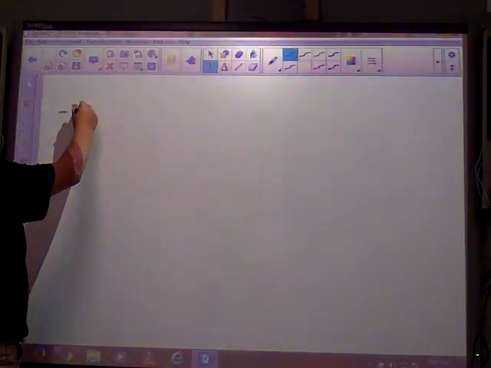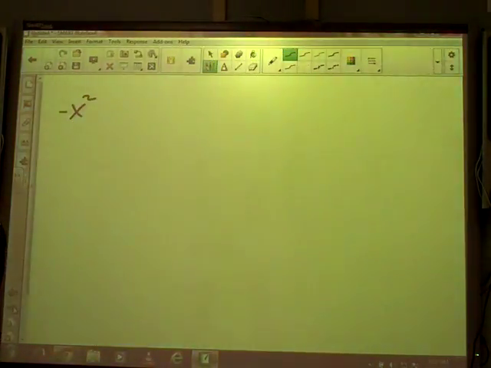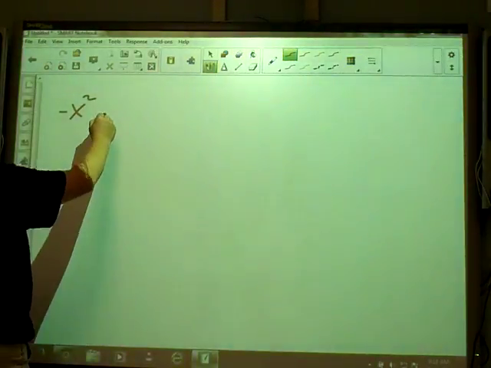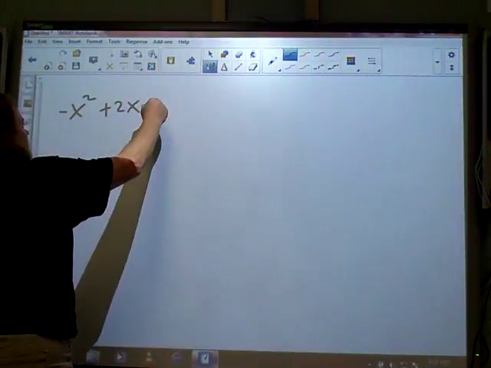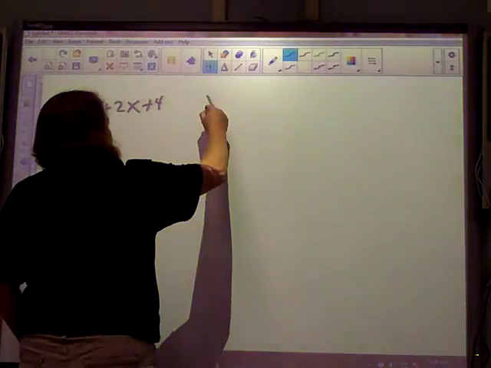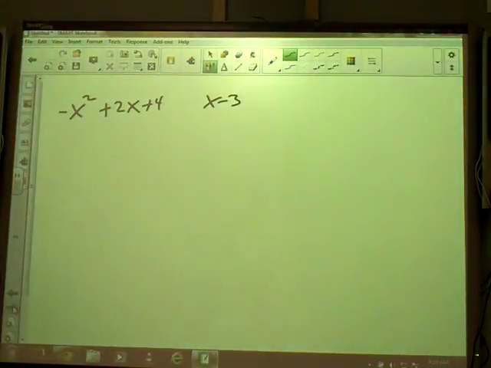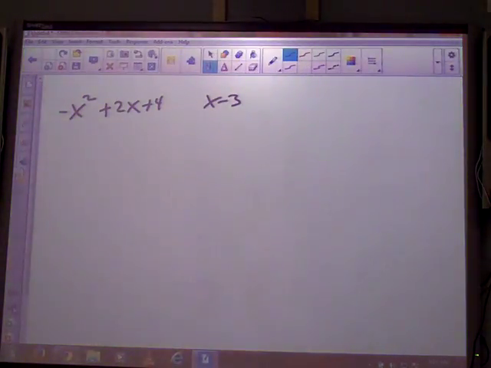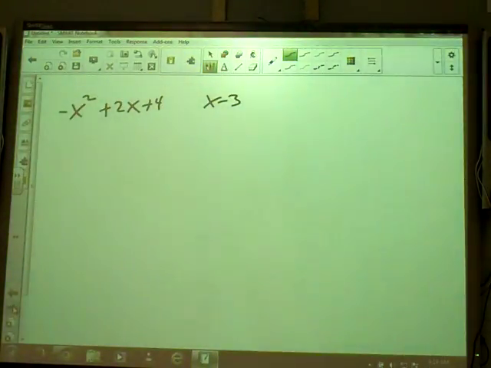We're going to multiply negative x squared plus 2x plus 4 by x minus 3. I'm going to show you 2 ways to do this. The first way we're going to look at is vertically. This is my least favorite. I don't do this hardly ever, but I'm going to show you because you might really like it and you might be good at it.